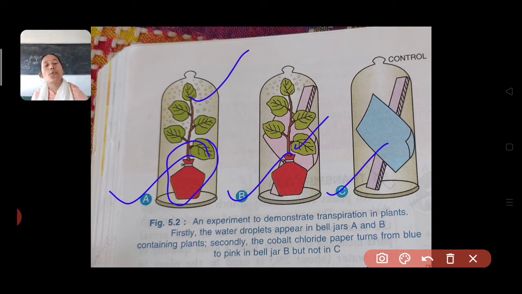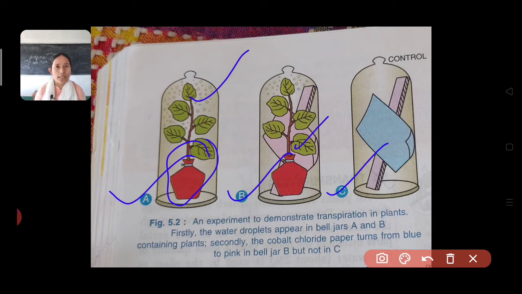Now in setup C, where there was no plant, your cobalt chloride paper did not turn pink because there was no moisture, no water present in the air, so it did not turn pink. Okay, so this particular experiment also proves that transpiration occurs in plants.